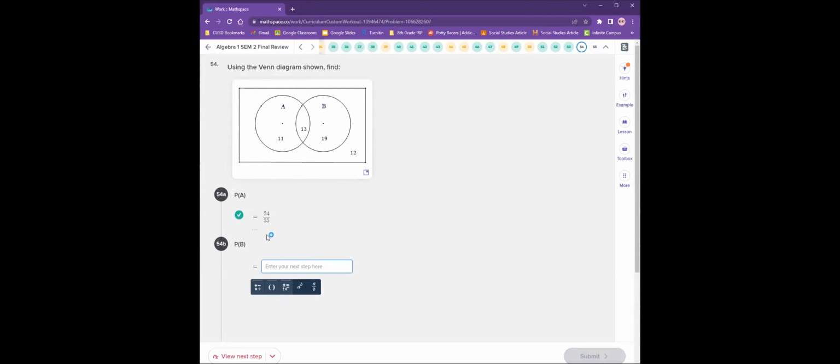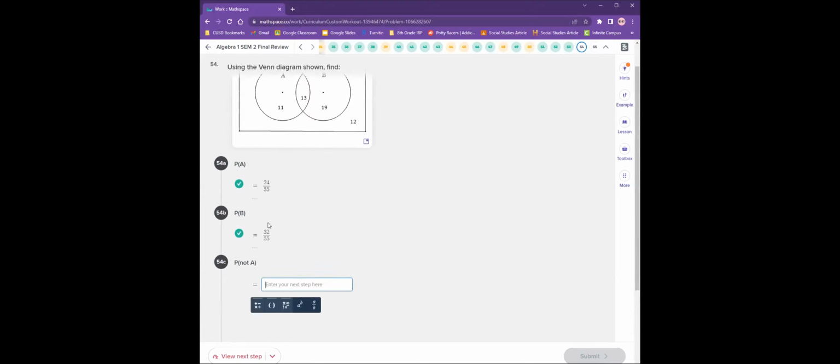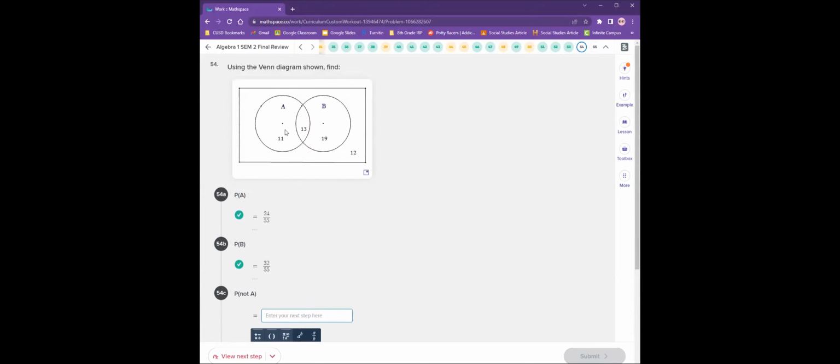P of B is 19 plus 13. Okay. Which is 32 over 55. And P not A, so that's 13 plus 19 plus 12. Everything not in A, 31. So then that's 32 plus 12. 32 plus 12 is 44. A includes the 13. It can't be in A, so it's just the 19 and 12.